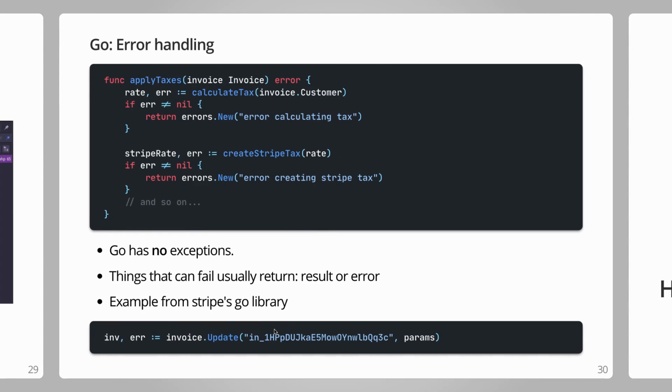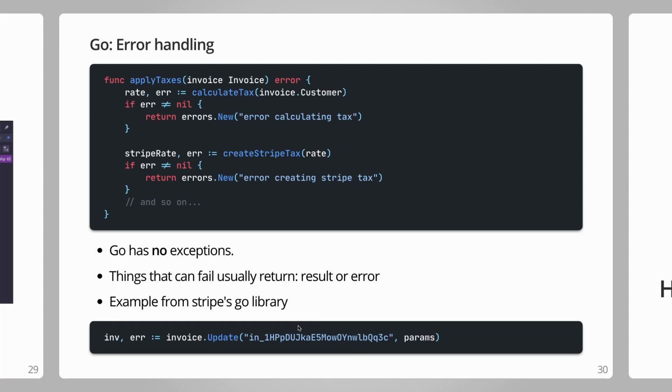Here we have a similar function that applies text to an invoice. And what you can already spot is that error handling in Go is very explicit. As Go has no exceptions, like in PHP, functions that can fail usually return 2 values instead of only one. So either a result or an error. And for each call, we check if an error has occurred and handle it immediately. So basically you're forced to check it except if you ignore it on purpose.